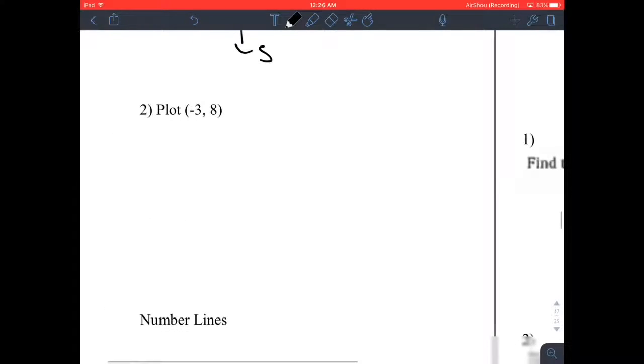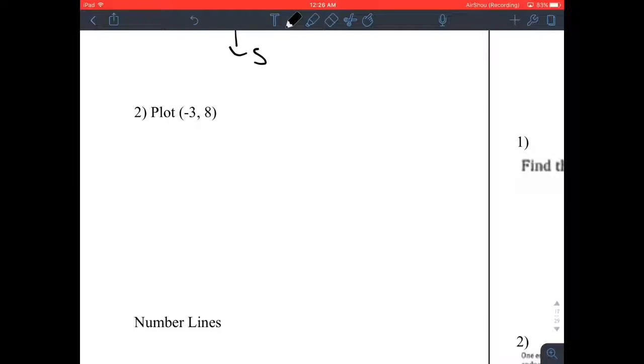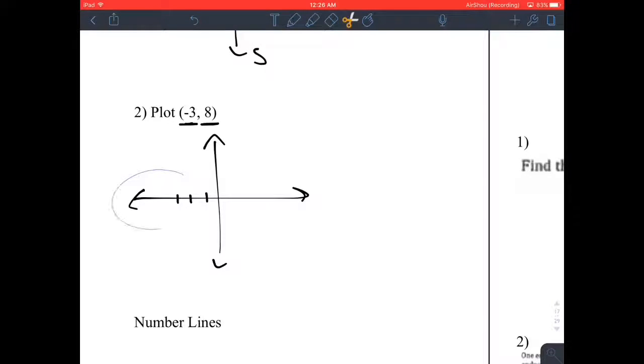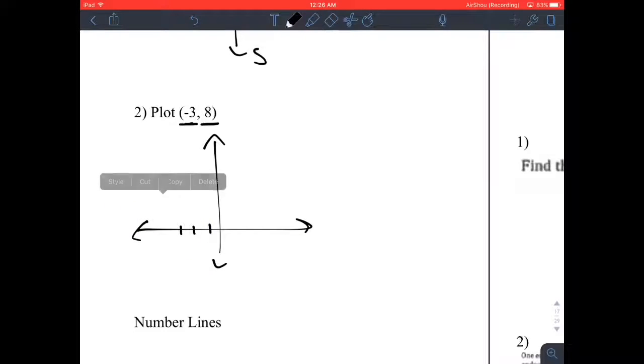Example 2, plot the ordered pair negative 3, 8. We're going to draw a coordinate plane. First number tells you to go left or right. It says go left 3. Second number tells you how far up or down to go. It says to go up 8. 1, 2, 3, 4, 5, 6, 7, 8. So that's about right here is negative 3, 8.